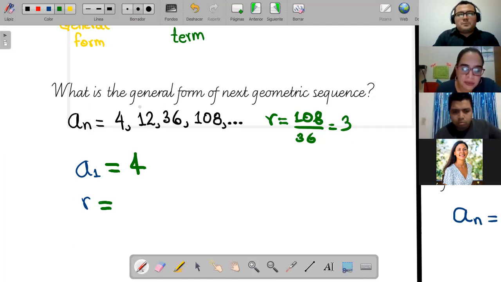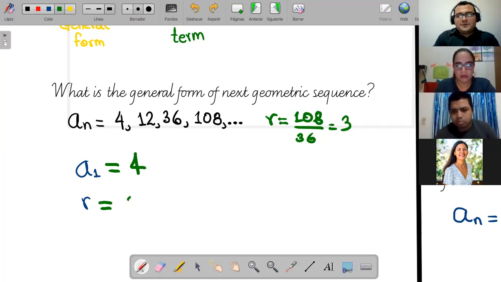Excellent. You can try it with any of those. Of course, you're going to compare the consecutive, the number next to it, with the number before. So it's not that you're going to make 4 divided by 12. No, you're not following the rule there. The rule is to compare the consecutive with the other one.